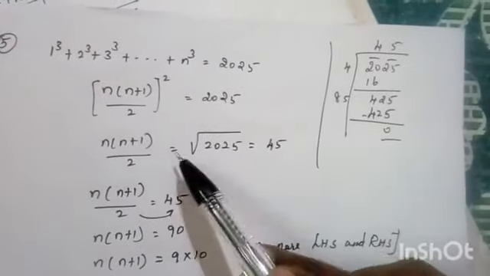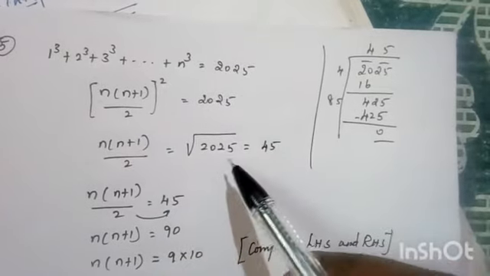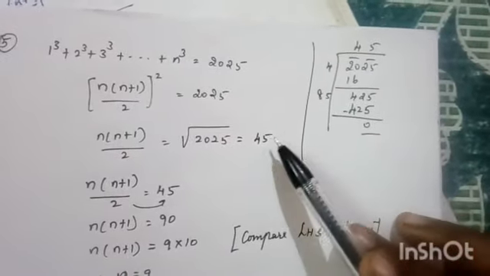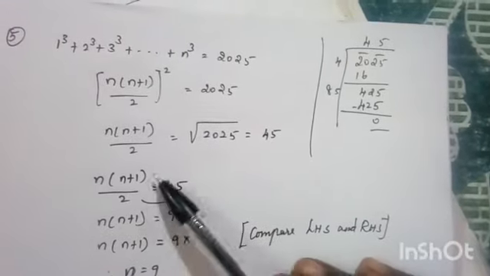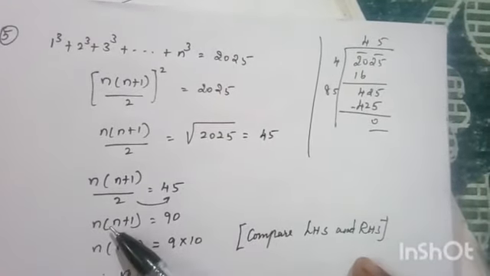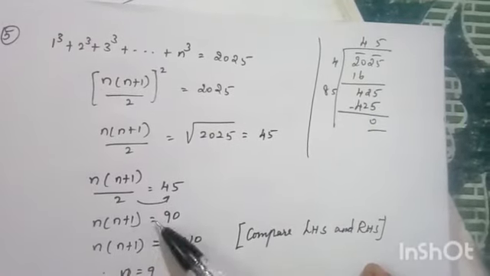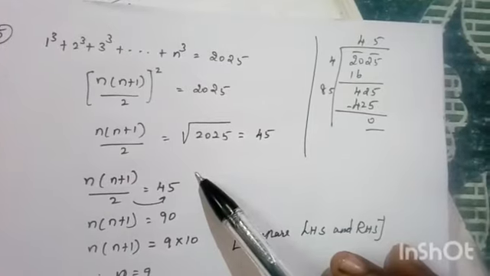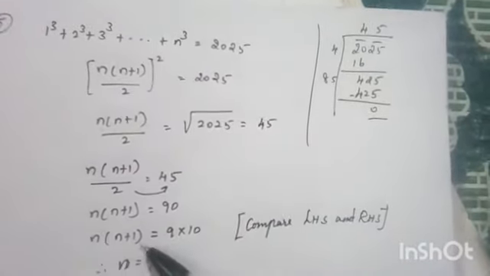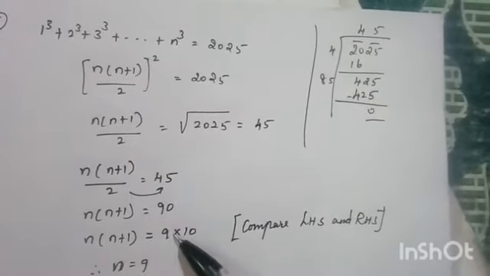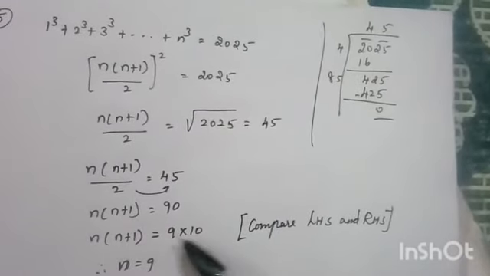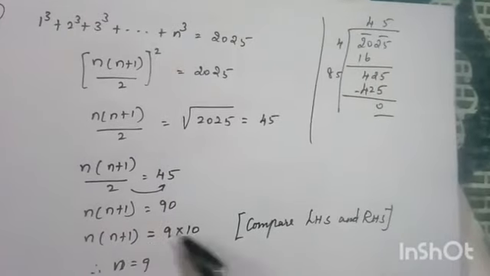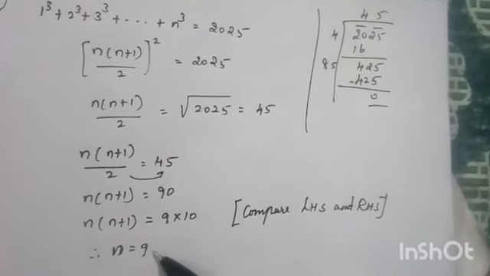n into (n plus 1) by 2 equals the square root of 2025. For the square root of 2025 you have to use the long division method, that is 45. So n into (n plus 1) by 2 equals 45. This implies n into (n plus 1) equals, this 2 moves to the right hand side and becomes multiplied by 2, so it is 90. For this, 90 is written as 9 into 10. Now compare left hand side and right hand side: n is 9, n plus 1 is 9 plus 1, 10. So n equals 9.